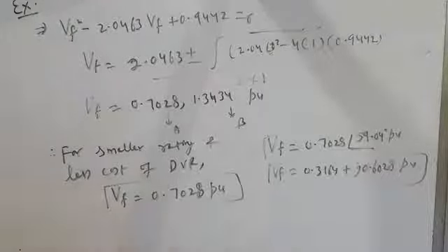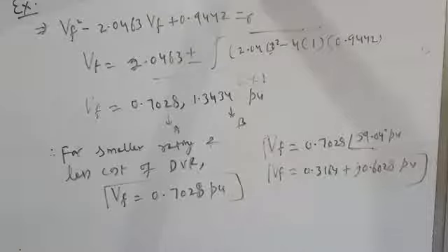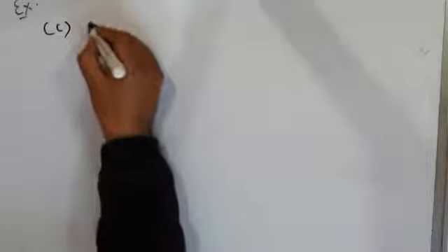Let me take another pen. Excuse me. In part C, you have to find the DVR voltage. No, not DVR voltage. DVR voltage you have already found. You have to find the effective source voltage and you have to explain the power flow. That is part C. Let us go to part C. In part C, you have to find the source voltage. Now, what is your source voltage?